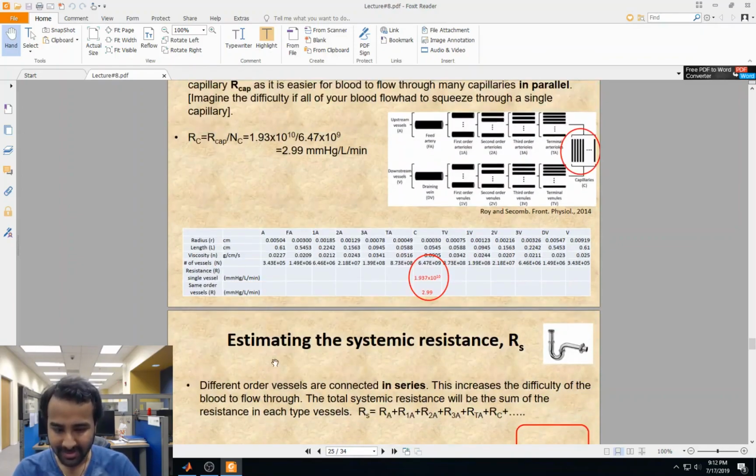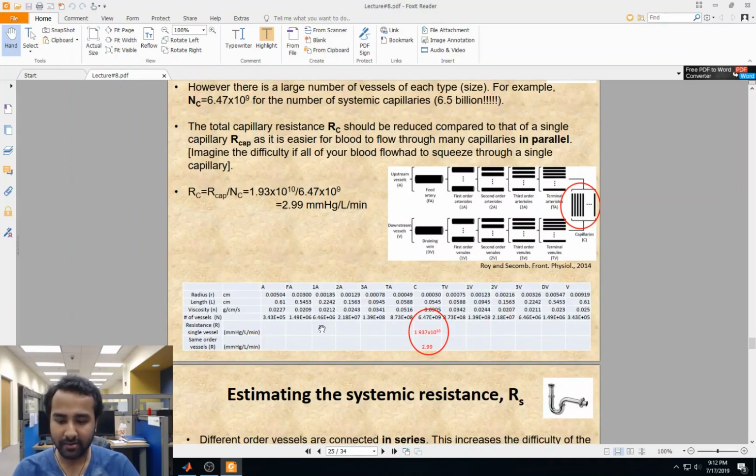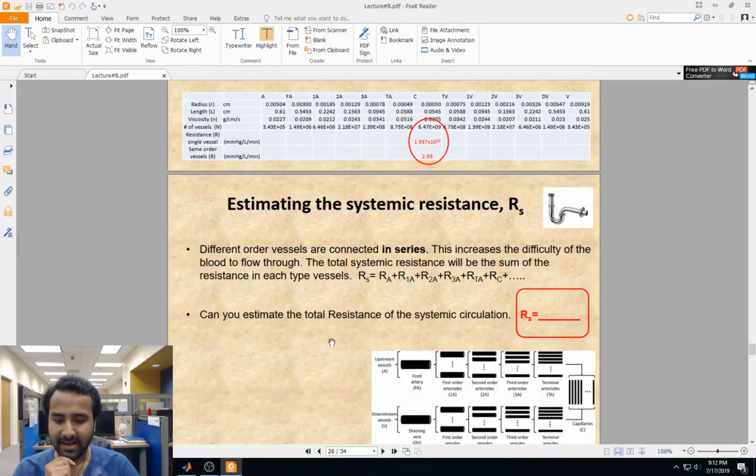So assuming you have all of these resistances from knowing what the radius, length, viscosity, and number of vessels are, you can now figure out what the order is. So basically just use these first three numbers to figure out what the resistance is in total, then divide it by this value right here, and you can get the smaller resistances here.